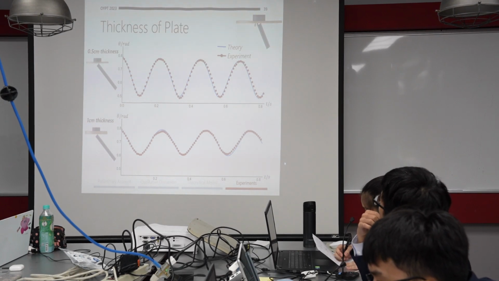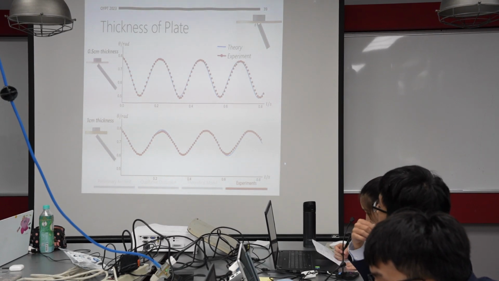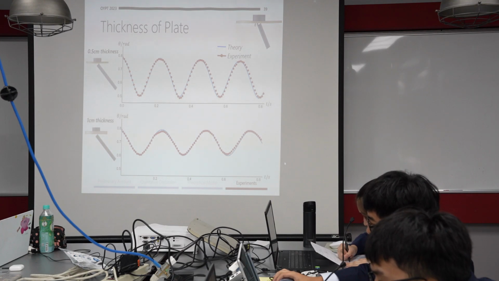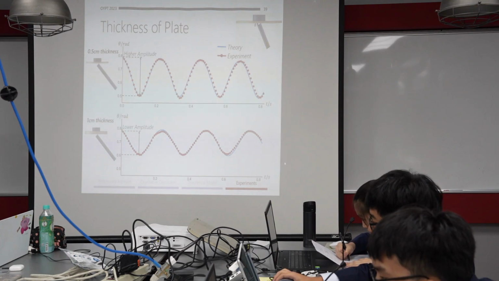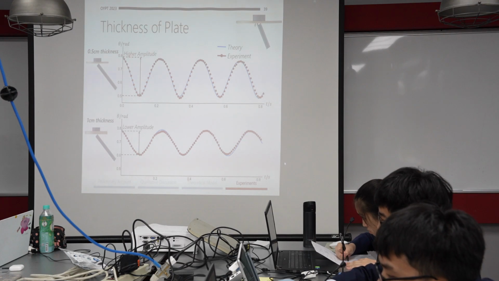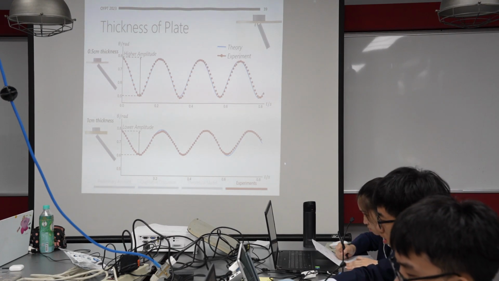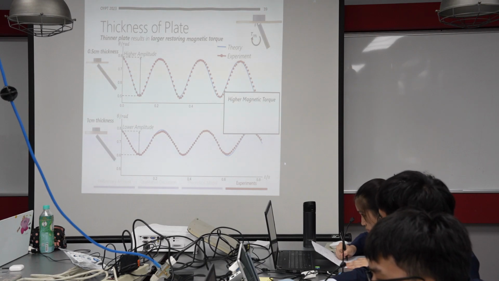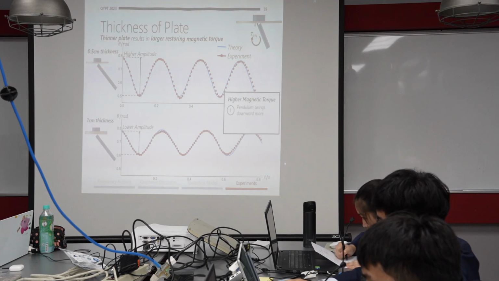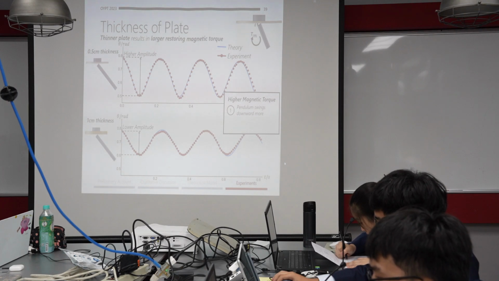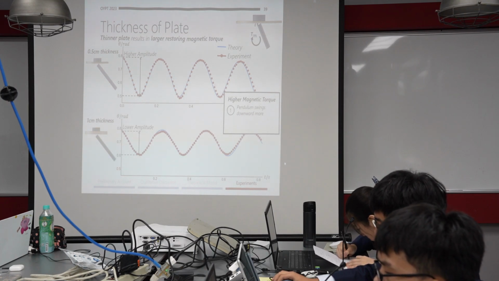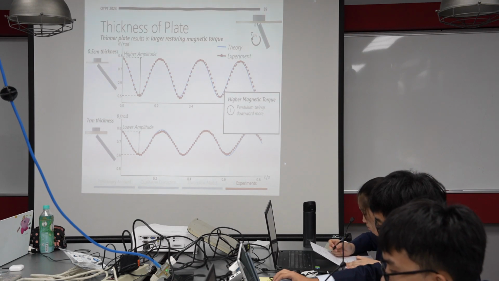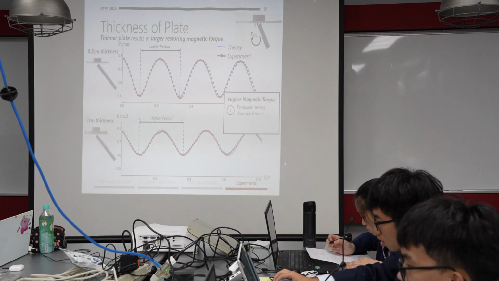We first vary the plate thickness while keeping other properties constant. We see that the amplitude of oscillations increases as thickness decreases. To explain this, we realize that the only effect a thinner plate has is that the restoring magnetic torque increases. And with a larger restoring torque, the pendulum will swing further downwards. We may also compare the periods of oscillation, and we see that a thinner plate results in a smaller period of oscillation, as a higher restoring torque causes the pendulum to more quickly swing towards equilibrium.